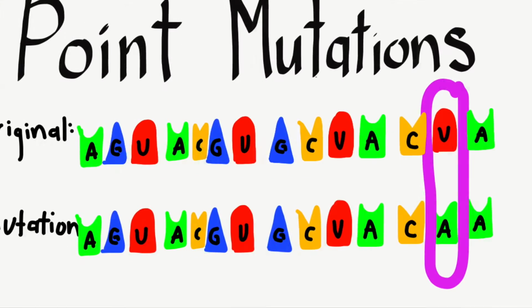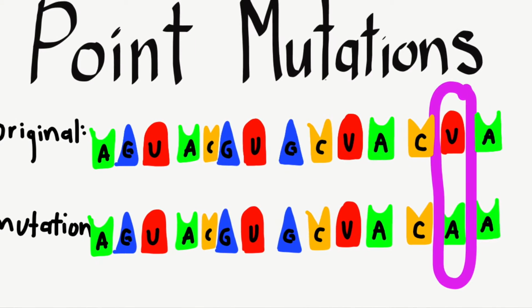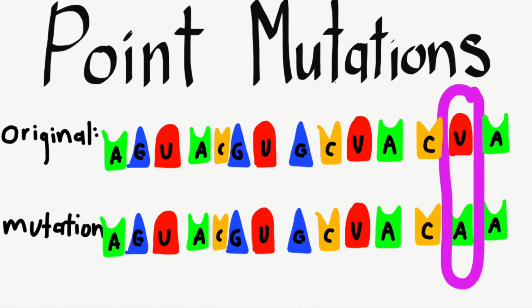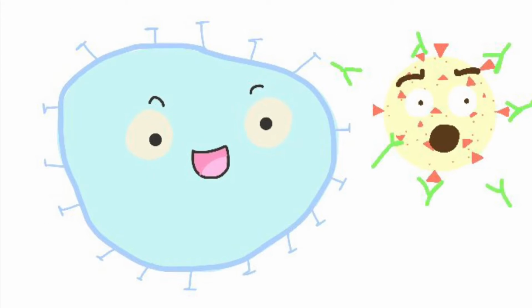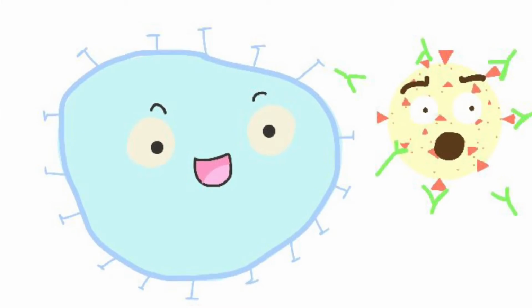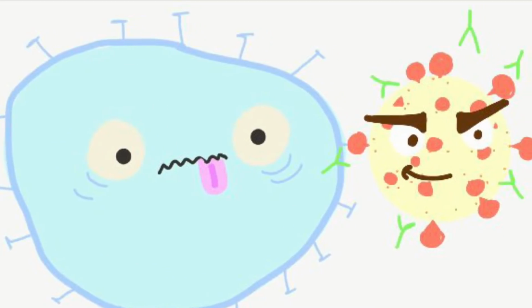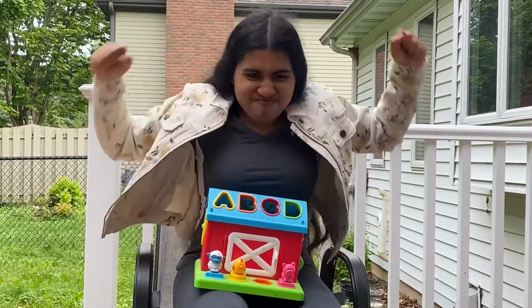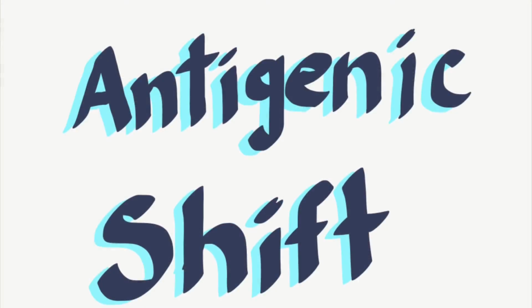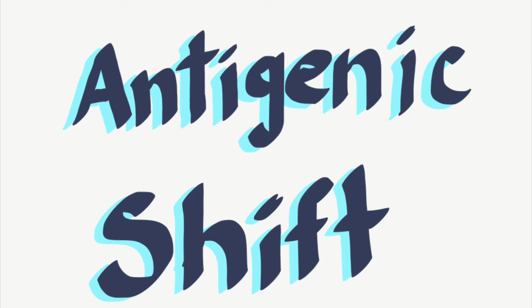One single change in the nucleotides, as shown here, can create a change in the protein structure. This can change the shape of the antigen on the virus and cause the cell not to be able to have the antibodies bond to it correctly. It's like trying to fit the wrong shaped block into a baby toy. It's impossible! Antigenic shift is a sudden change and requires two viruses.